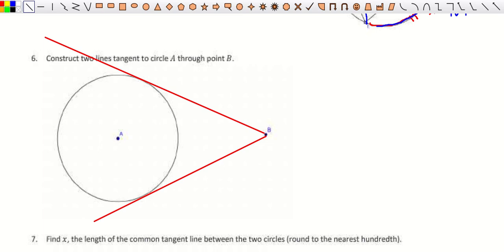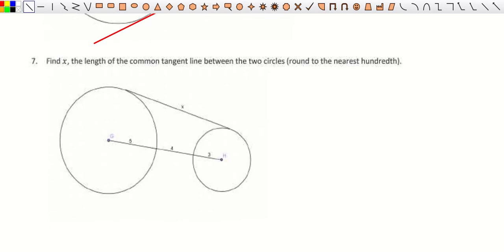If we wanted to create a tangent line, I would want to draw a radius first and then draw a line perpendicular to that through B. But remember, the radius can't just go anywhere. It has to form 90 degrees here. So I have to have the tangent line first to make the radius. So that's why I don't like this question, and this question I am not a fan of at all.